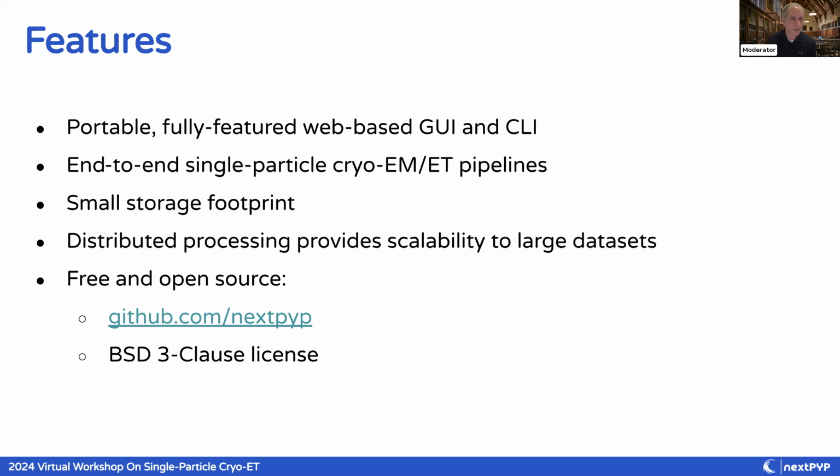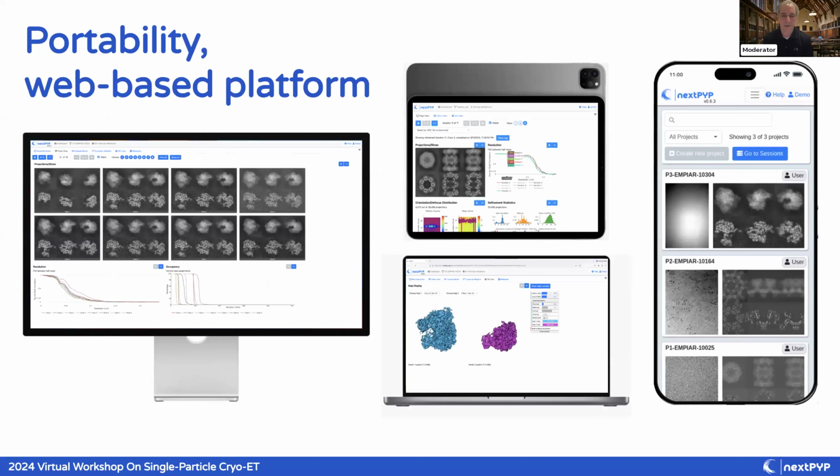Last but not least, nextPYP is free and open source software. It's all available on GitHub, and the code is licensed under the BSD 3-clause license. So that's the overview of all the features. Now we're going to go into each of these components fairly quickly.